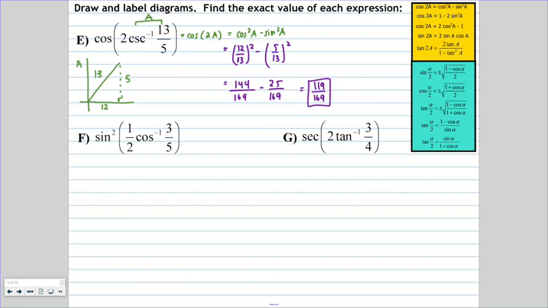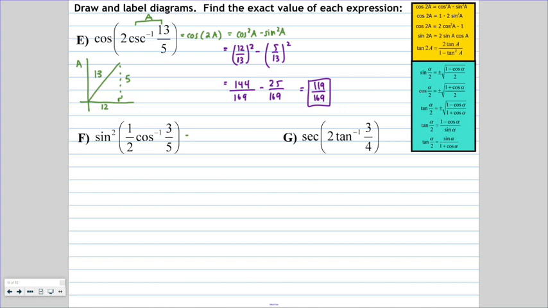Letter F, we're taking the sine squared. So that's really tricky. Don't forget that. We're going to find some value, and then we're going to square it. We're going to find the sine of all of this, and then we'll square that answer. That actually becomes really nice because we're taking 1/2 our angle, so we don't have to worry about the sign, the plus or minus there.